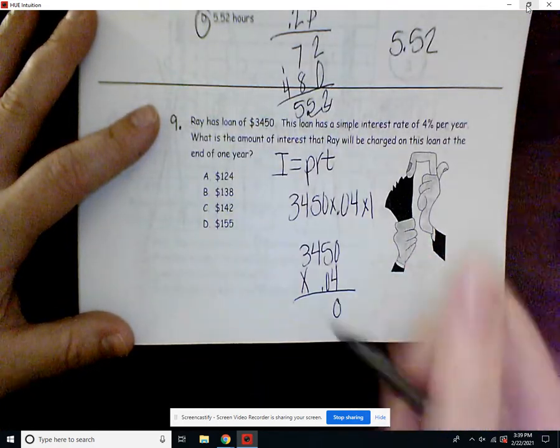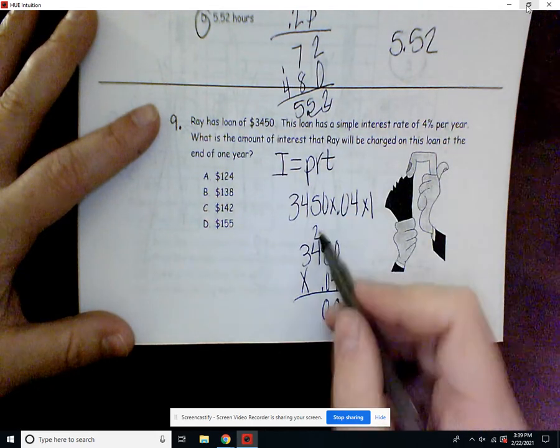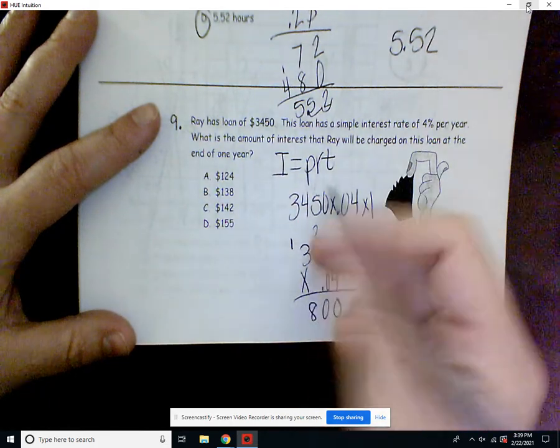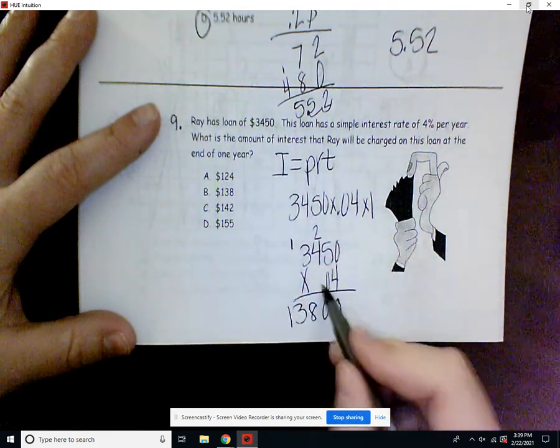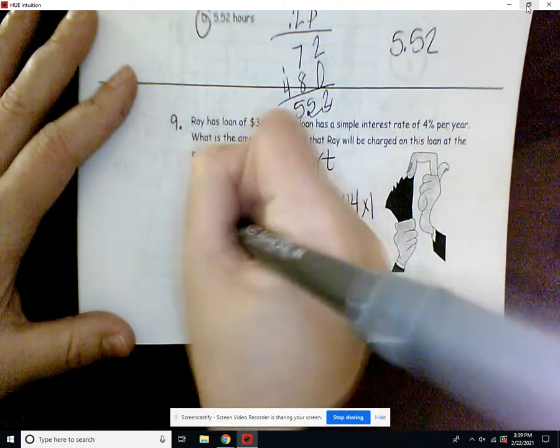And then we're going to multiply that by our 0.04. 4 times 0 is 0. 5 times 4 is 20. Carry our 2. 4 times 4 is 16 plus 2 is 18. Carry our 1. 4 times 3 is 12 plus 1 is 13. Move our decimal over 2 times, so we get 138, which is B.